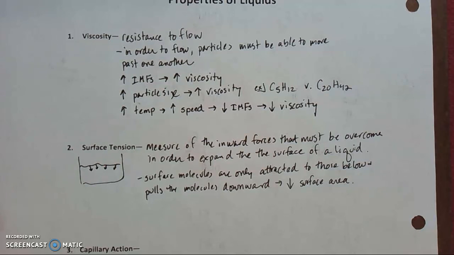So again, the stronger the intermolecular forces, the higher the surface tension. So water, which has a high surface tension compared to other things, is because it has hydrogen bonding. So if we compare water to maybe carbon tetrachloride, which just has dispersion forces, it would not have a high surface tension. And that's going to help with evaporation and different things that we talk about also.